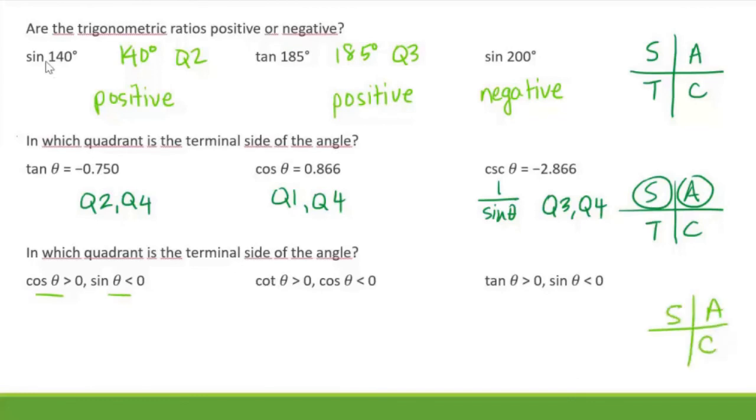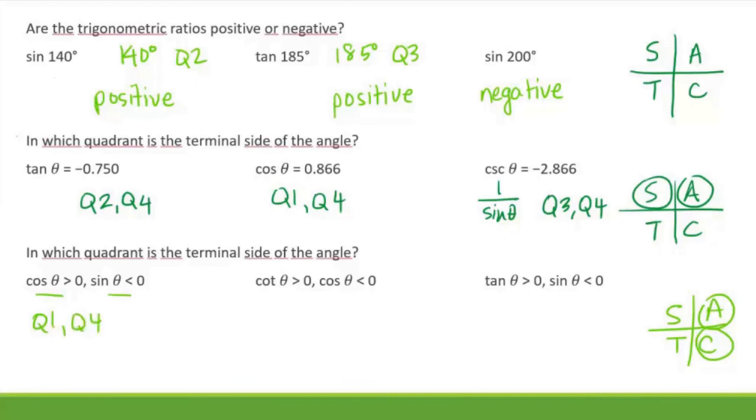Start with my CAST rule. In this case, we're not told explicit ratios, but we are told whether that ratio is a positive or a negative value. Here we're told that the cosine of the angle is greater than 0, so it's positive. So where is it positive? Well, that's in quadrant 1 or quadrant 4.